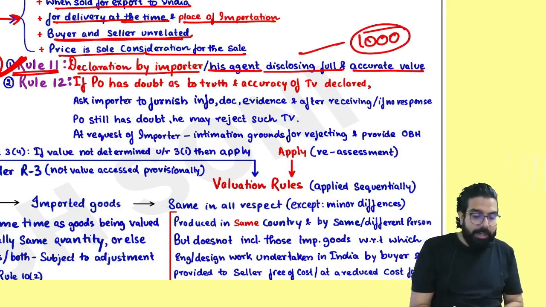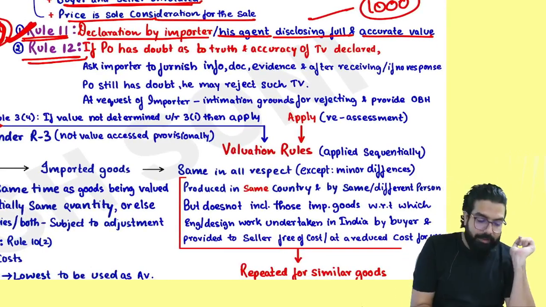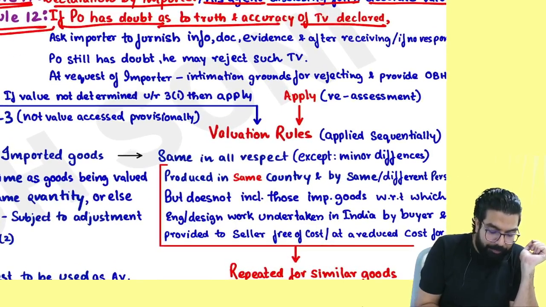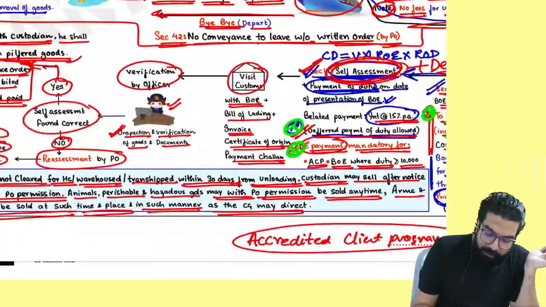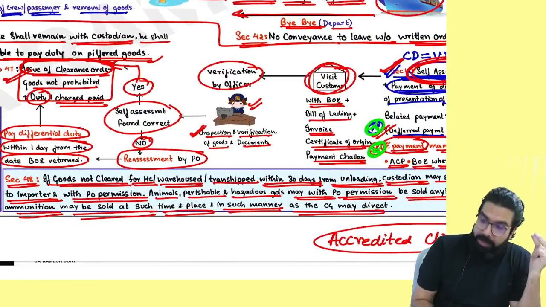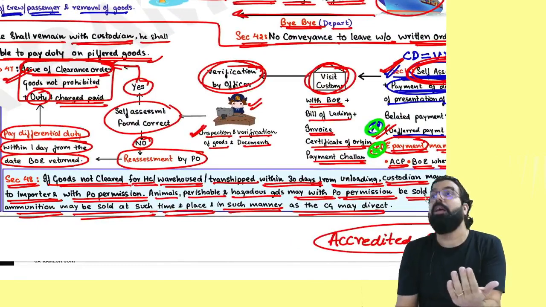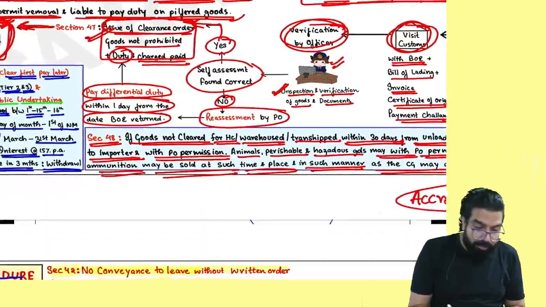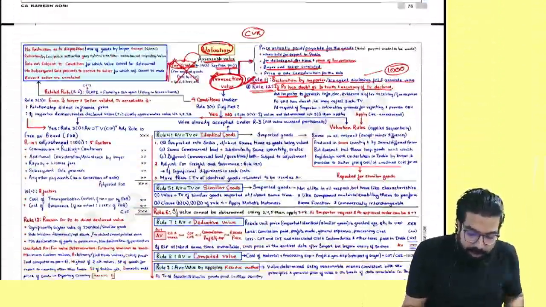You are lying. So they are telling, rule number 12 of custom valuation rule comes, which says if the officer has a doubt as to the truth of the value which you have declared, then he will ask the importer. People, do you remember, I told you, you have to do the self-assessment, you have to go to the custom, and custom officer will do the verification. Now when custom officer is doing the verification, he says you got iPhone for 1000. Okay, I have a doubt. Now he will do the reassessment, and that is what we are connecting over here.